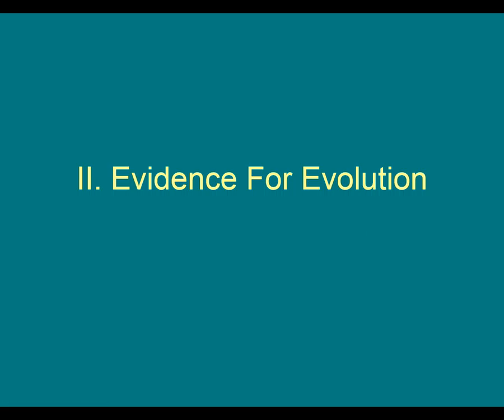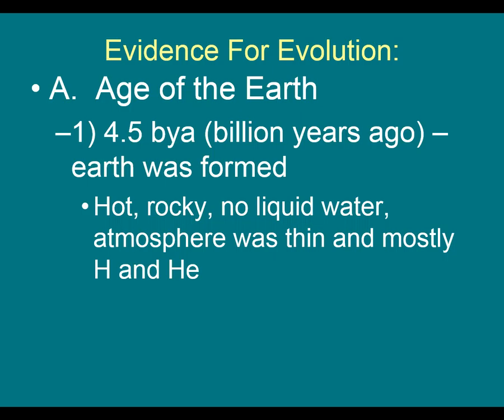Biology. Today we're going to keep going with descent with modification. We're going to talk about some pieces of evidence for evolution. First thing we need to make sure we understand is that the age of the Earth is about 4.5 billion years old. And at the beginning it was very hot, very rocky.